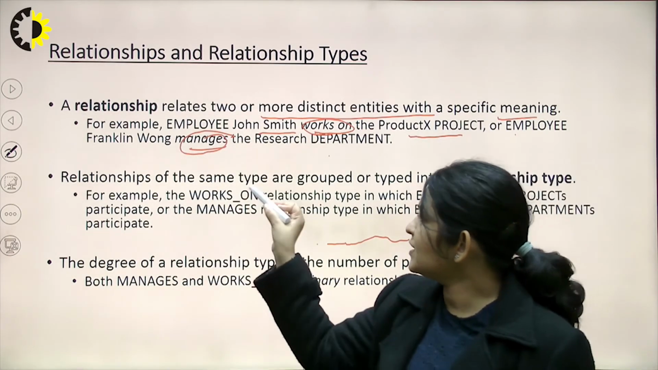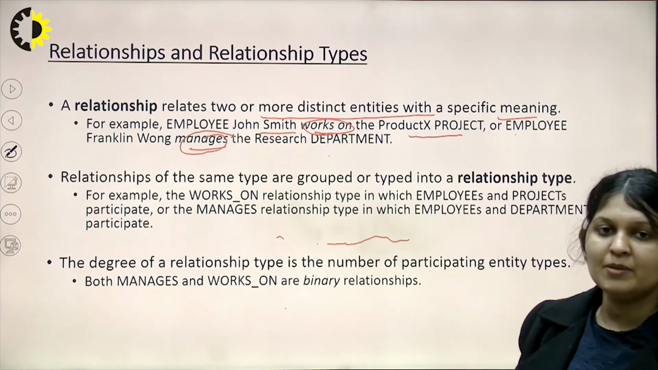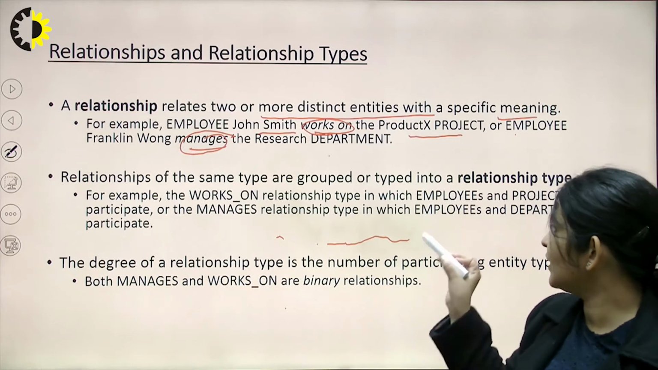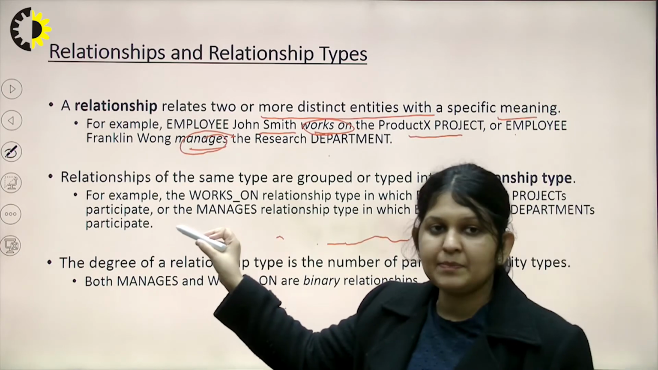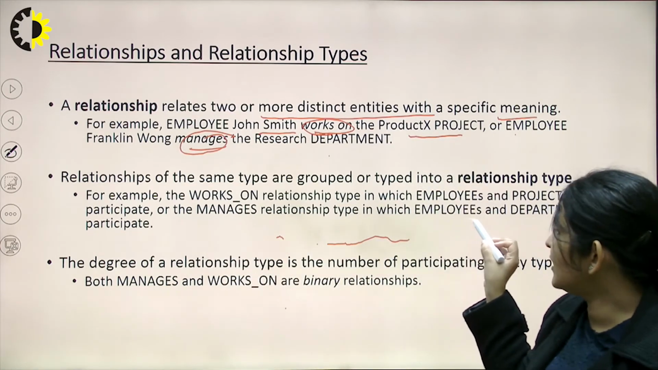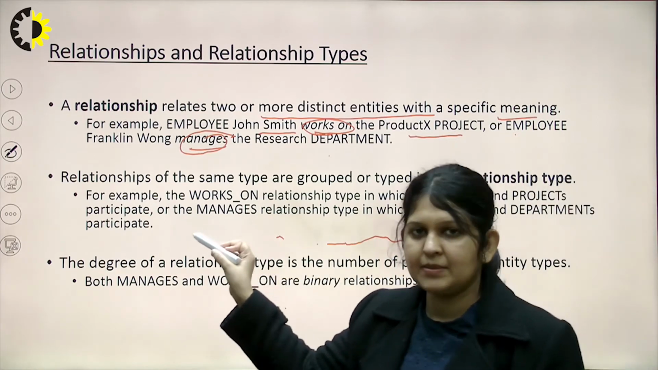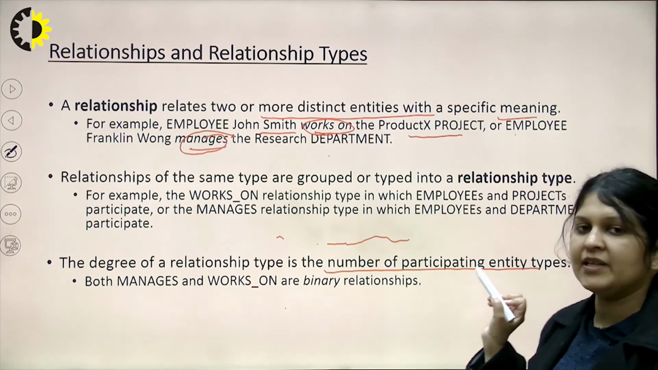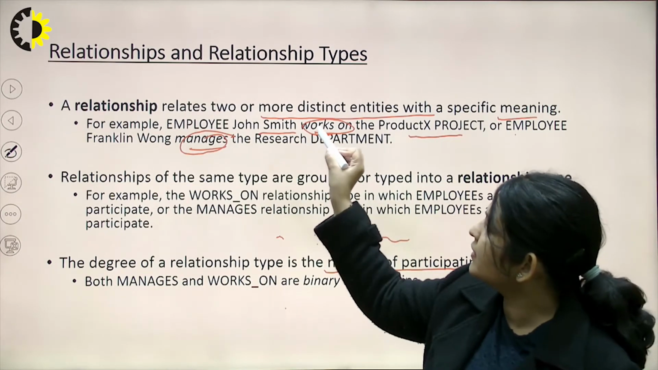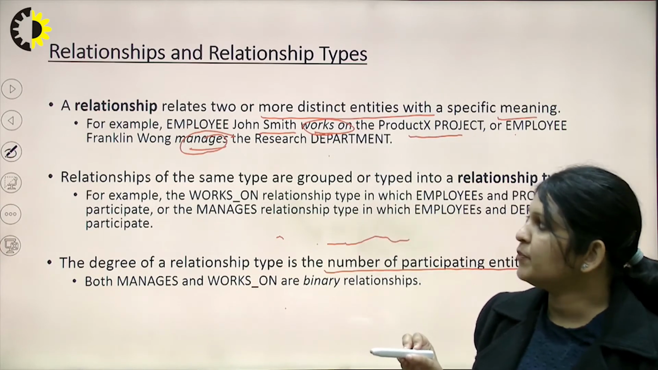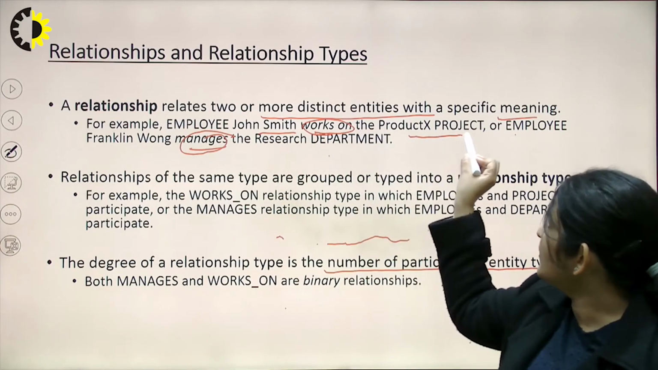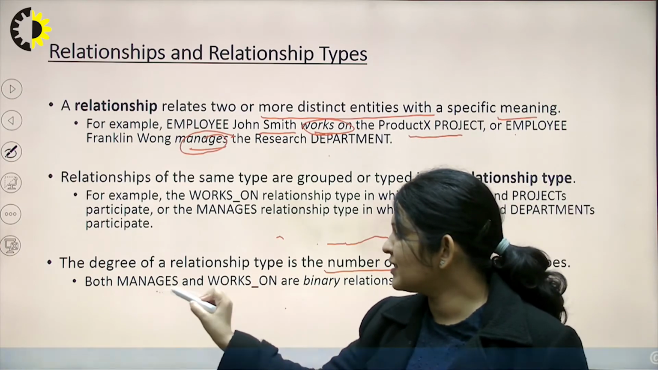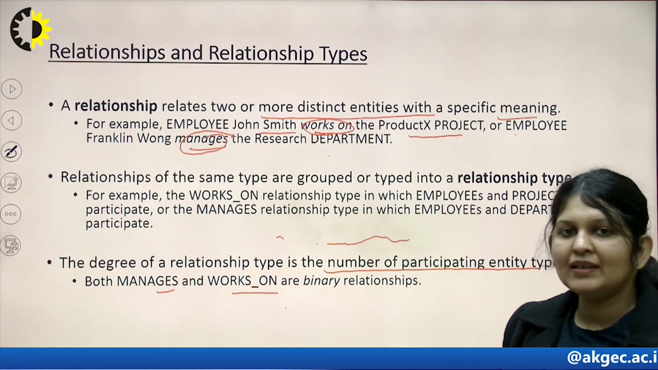So relationships of the same type are grouped or typed into a relationship type. For example, the works_on relationship type, in which employees and projects participate, or manages relationship type, in which the employees and department participate. So here the degree of a relationship type is the number of participating entities. So we can say here in works_on relationship, two entities, that is employee and the project, are participating, so the degree would be 2. So both manages and works_on are binary relationships.